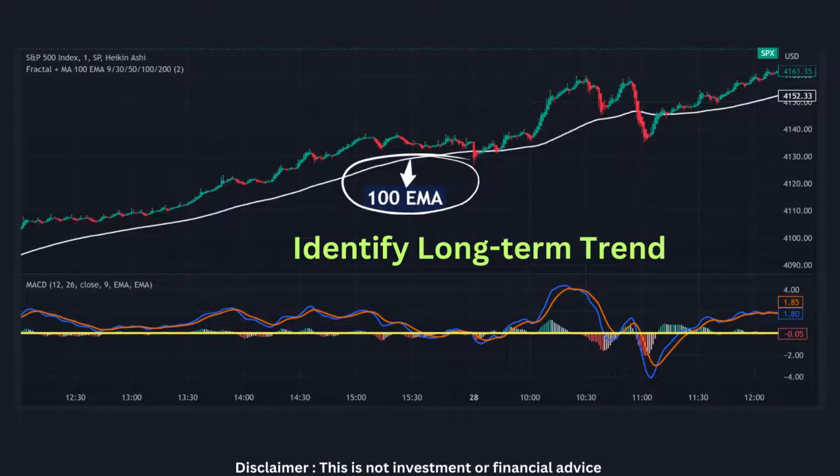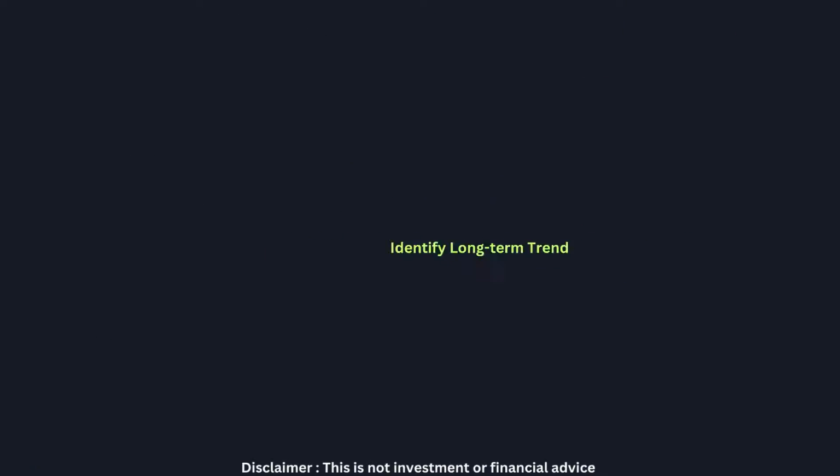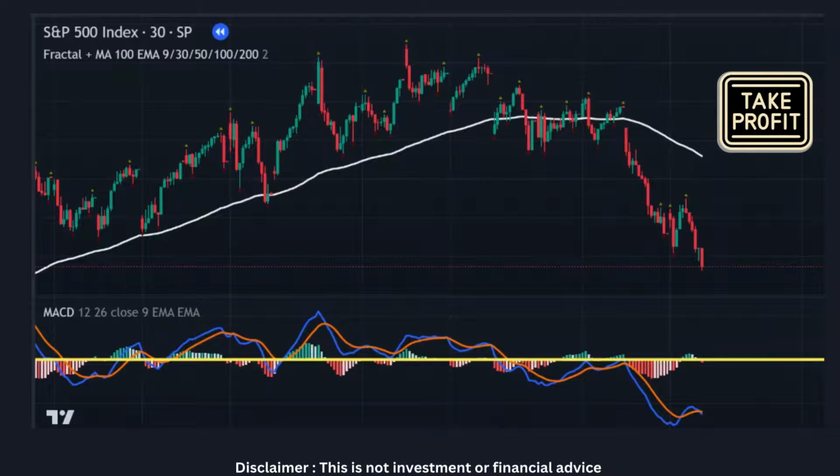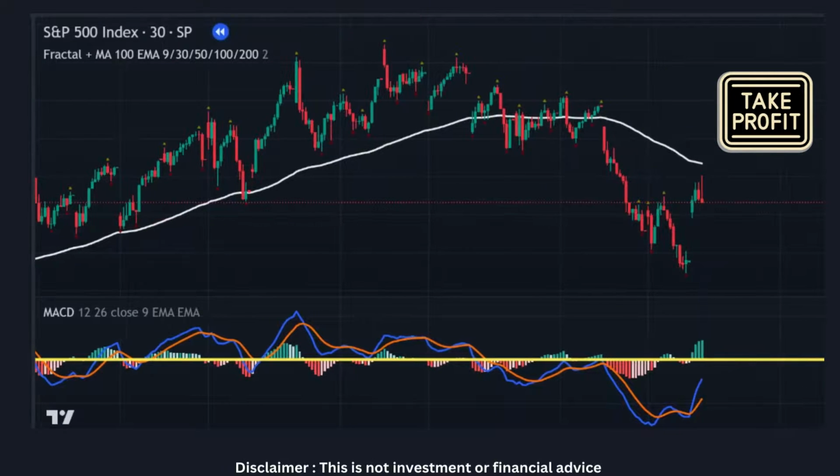The first step is you want to identify the long-term trend by looking at the 100 EMA. If the price is above the 100 EMA, it indicates that the long-term trend is up, and if the price is below the 100 EMA, it indicates that the long-term trend is down. So once you've identified the trend, the next step is we want to look for crossovers on the MACD that shows the same signal as the long-term trend.